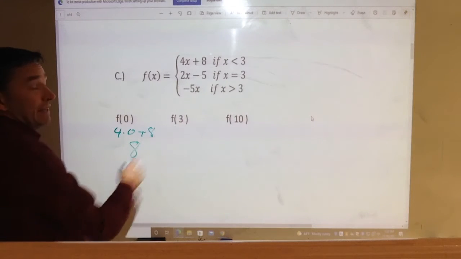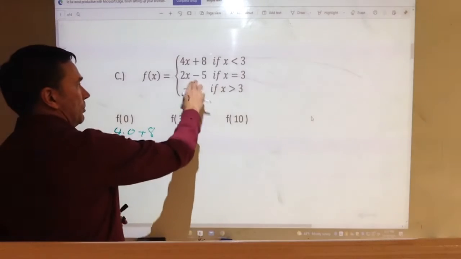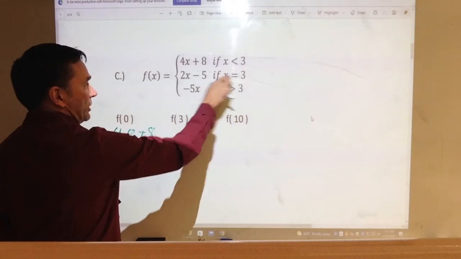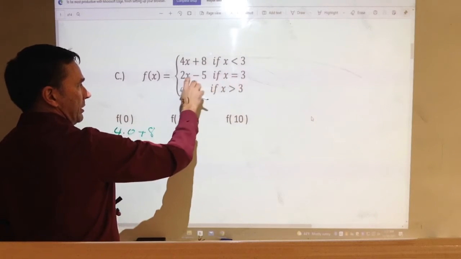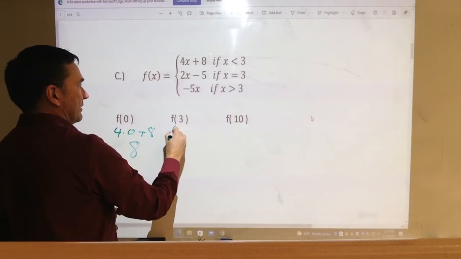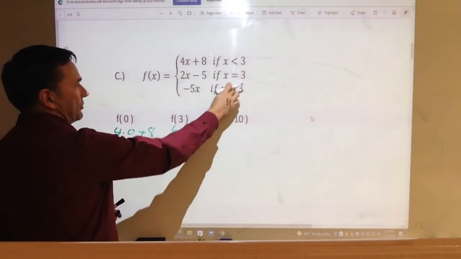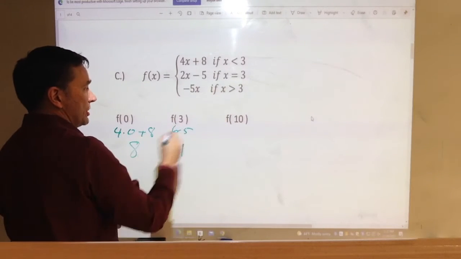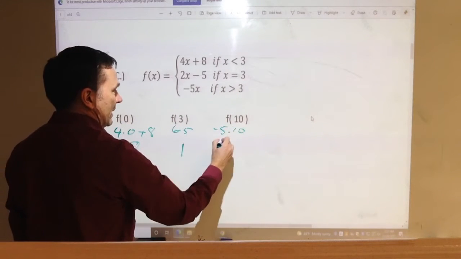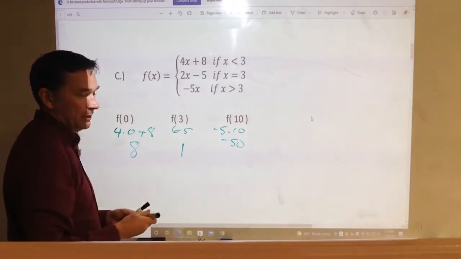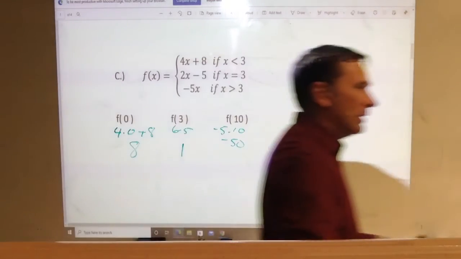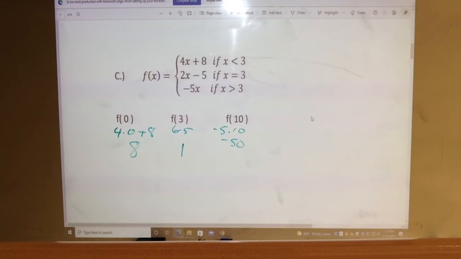If we want to evaluate f of 3, we find out that we want to use the middle equation, because 3 equals 3. 2 times 3 is 6, and 6 minus 5 is 1. And then because 10 is greater than 3, we have to use this bottom equation. Negative 5 times 10 is negative 50. So that's how we evaluate these functions.